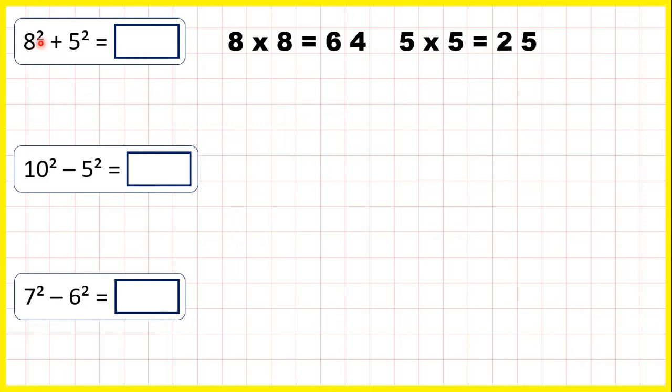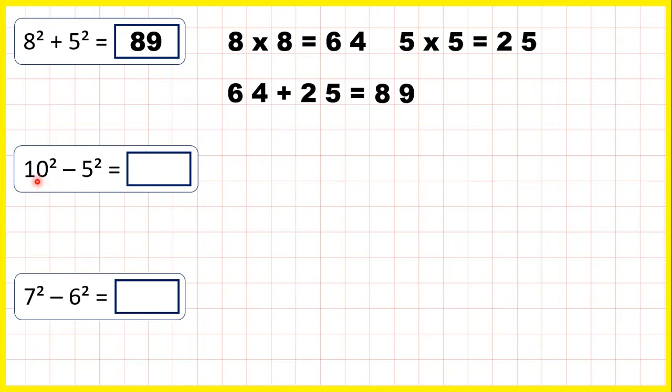So if we've got 8 squared plus 5 squared, we do the squaring first, so we've really got 64 plus 25. That's 89, so that's our answer. 8 squared plus 5 squared is 89.